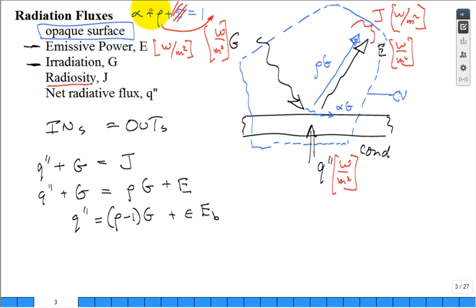So if I can do a little algebra, that's just minus alpha G plus epsilon EB Q double prime. Now this is going to be the launching point for Kirchhoff's law that we're going to establish. And you can just read this. So what you have is the emissivity times the black body emissive power minus the alpha, the absorptivity, times G, the incoming radiation.